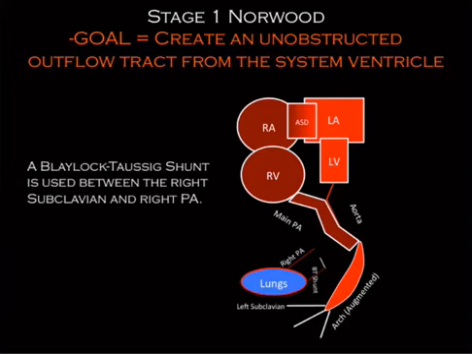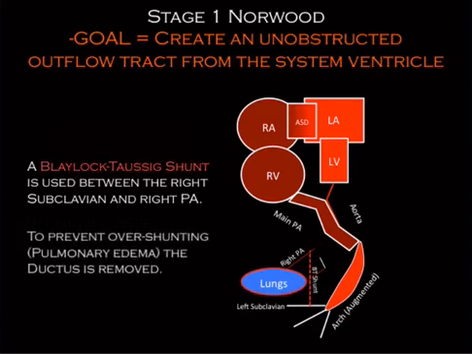Lastly, a Blalock-Taussig shunt is used between the right subclavian and right pulmonary arteries, or something like that. Notice that this is an artery-to-artery shunt. If you happen to have a patent ductus, that is taken down, and the reason that they take that down is if they don't, you'll have too much shunting and they'll develop pulmonary edema, which is one of the major complications or stigmata of this surgery.